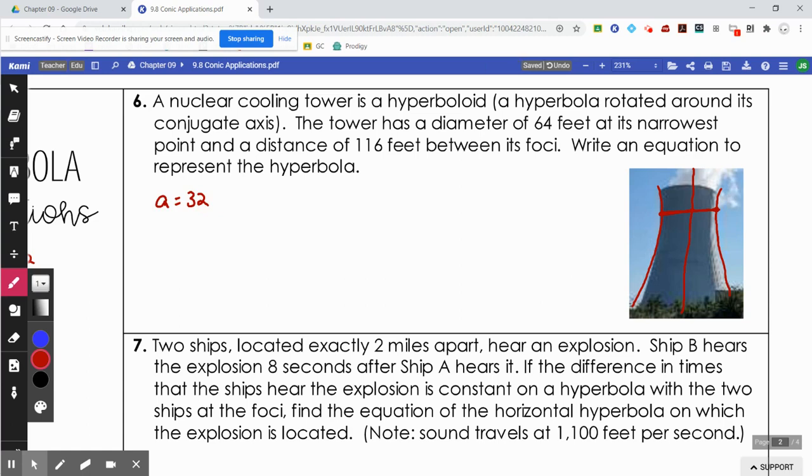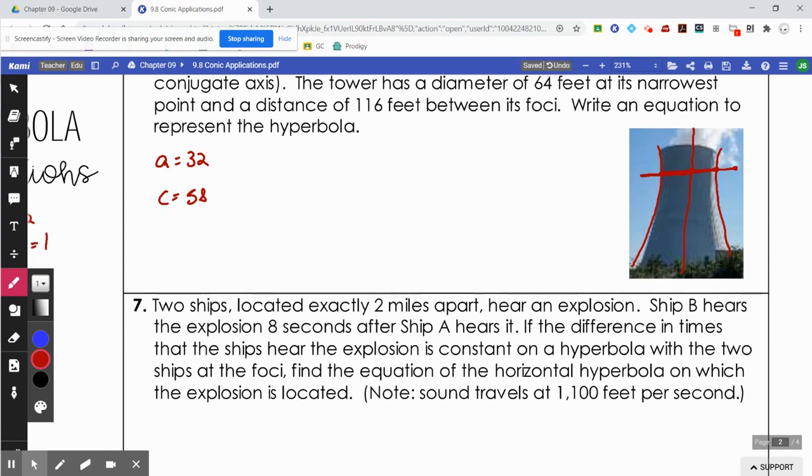At its narrowest point, and a distance of 116 feet between the two foci. So from focus to focus, here's a focus, here's another focus. If that whole distance is 116, well, the distance from there to the center is the C value. So you have a C value that's half of that, which would be 58.